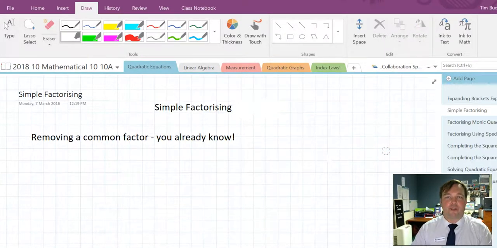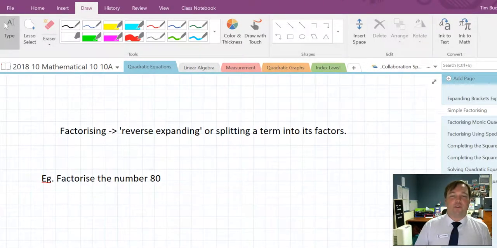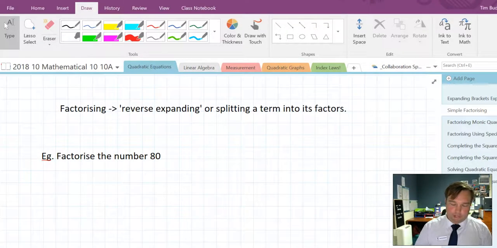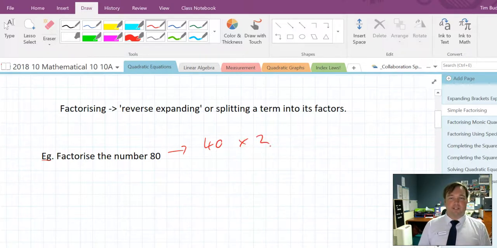Today we're going to go over factorising that you probably will have covered in Year 9, and we're going to do it relatively quickly. Alright. Start off with, factorising is just reverse expanding, or splitting a term into its factors. So for example, we can factorise 80 by saying, well, 80 is just 40 times 2. That's what we could say, factorising 80.